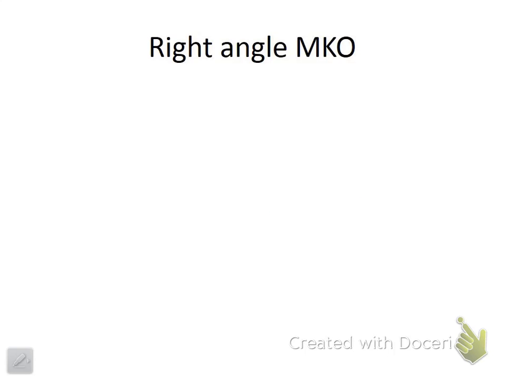Right angle MKO. A right angle is always 90 degrees. So we're going to have this, and then to show that it is 90 degrees, we need to put the little square in it. And then we have MKO. You could have also said MKO this way as well. But remember that K is always your vertex. It is in the center again. So a right angle is always 90 degrees.